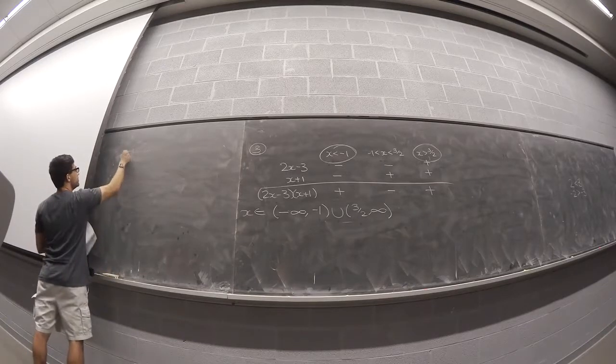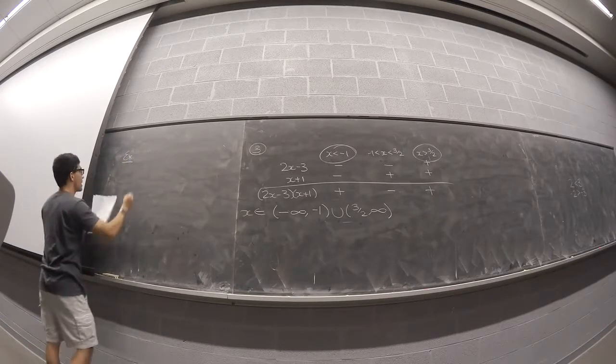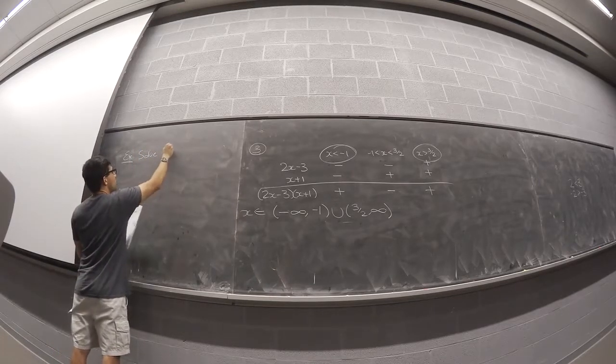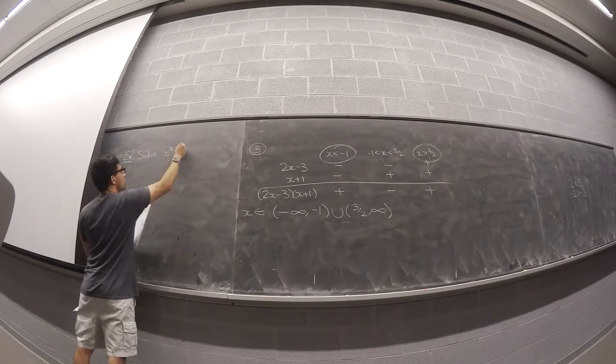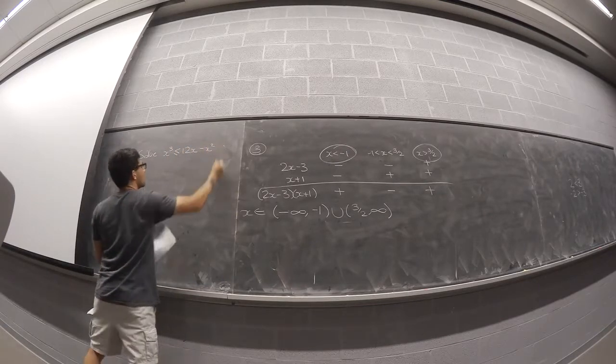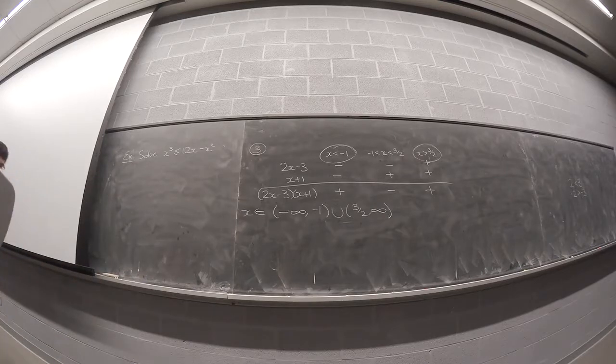Example. Slightly hairier. Solve x cubed less than or equal to 12x minus x squared. Okay, play with that while I puzzle over this thing.